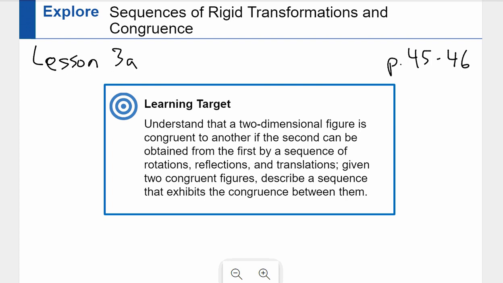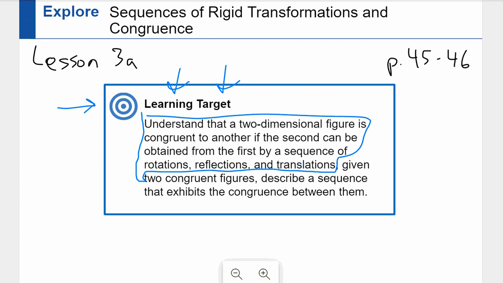So this is lesson 3A. This is on pages 45 and 46 in your book. And we are focusing here on the learning target. This learning target is really broken up into two parts. The first part is right here. The second part is right here. The first one says: understand that a two-dimensional figure is congruent to another one if the second one can be obtained from the first by a sequence of rotations, reflections, and translations. In other words, we know that two figures are congruent if you can take one and get to the other using any sort of rotations, reflections, and translations.